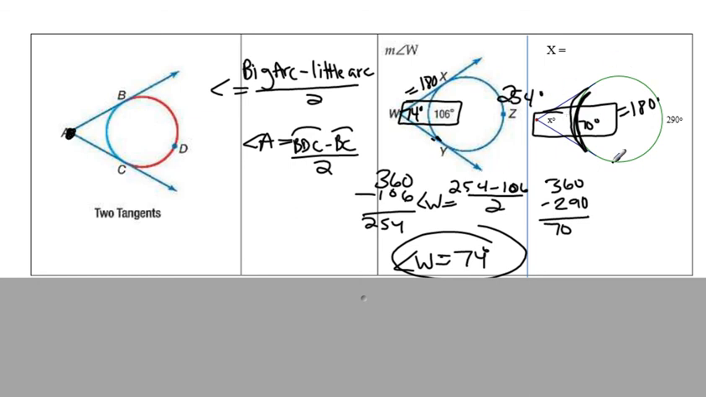So if x plus 70 equals 180, then x would be 110. And we can go back and do it the other way too and say that arc minus arc, so 290 minus 70 degrees divided by 2 will give me x. And the math will work out the same way. 290 minus 70 divided by 2 does in fact equal 110 degrees.